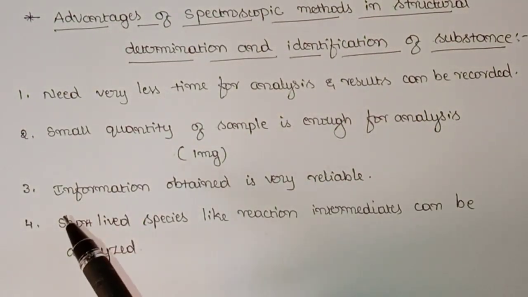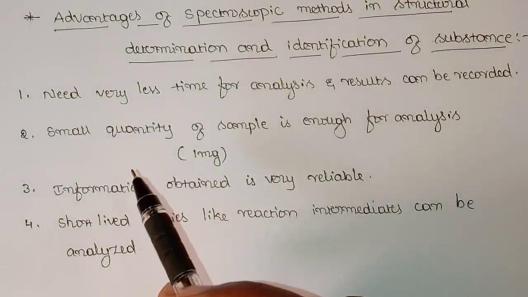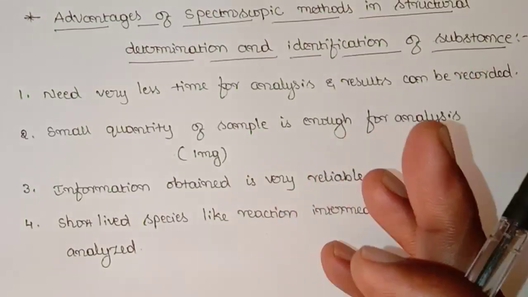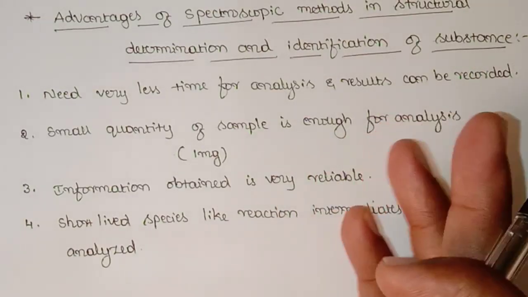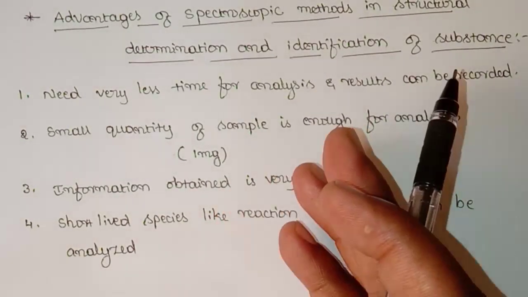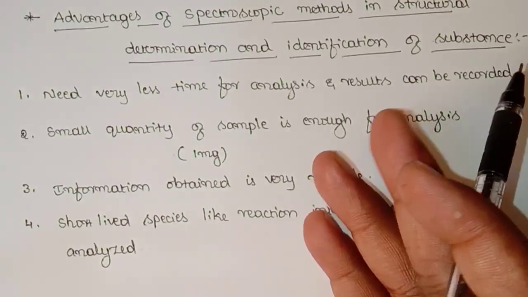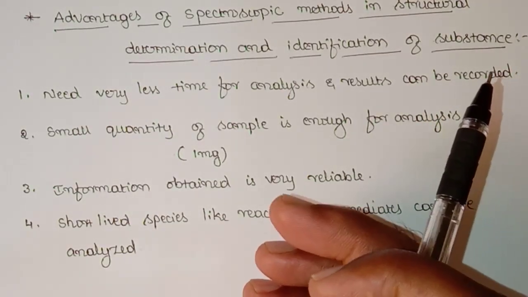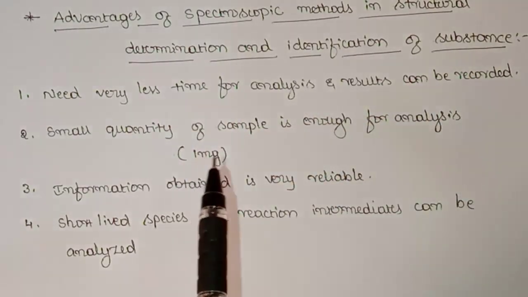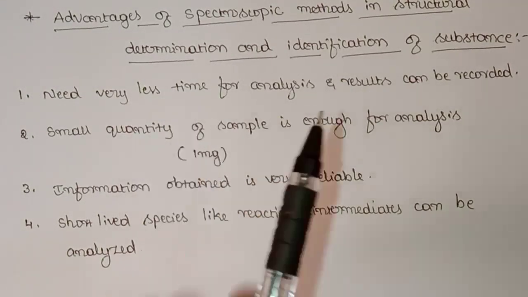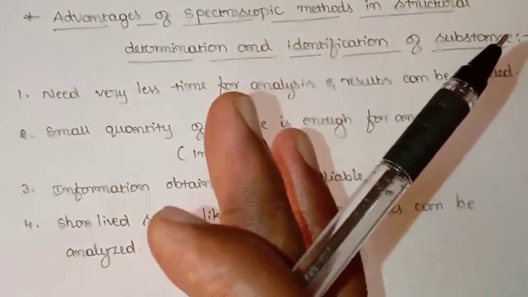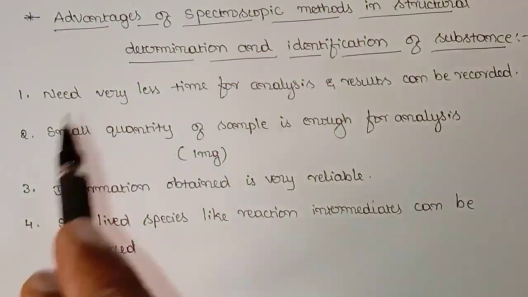Next, in general, by using conventional methods, it is possible to analyze neutral compounds or the most stable ones. But short-lived species such as reaction intermediates, say carbocations, carbanions, free radicals, and particularly carbenes, cannot be analyzed by using conventional methods. But by using the spectroscopic technique, even very short-lived species like carbenes and free radicals can be analyzed and their structure can be identified.